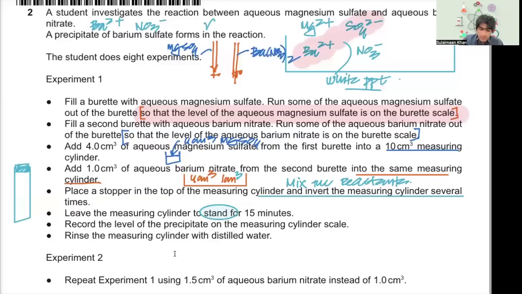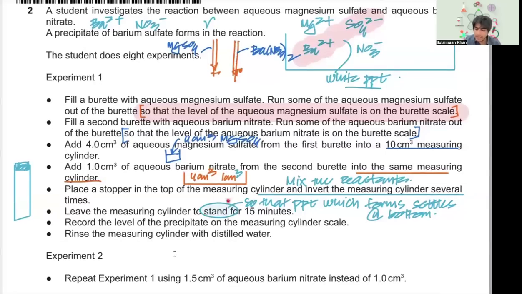So to let it settle, you've also studied sedimentation, so that the precipitate which forms settles at the bottom for you to measure how much of it formed, right? Record the level of precipitate on the measuring cylinder. Now, see, if you did not let it stand, how would you record it on a measuring cylinder? It would be all over the place.